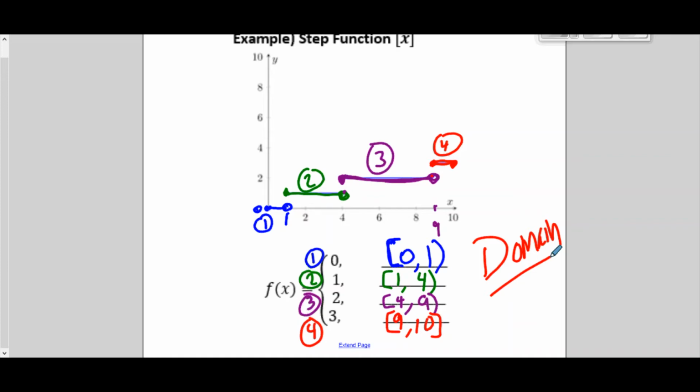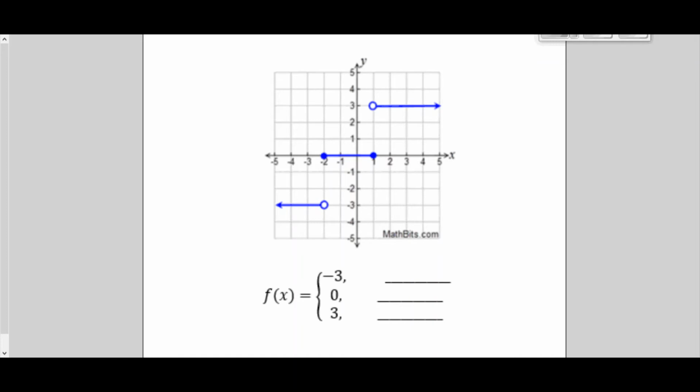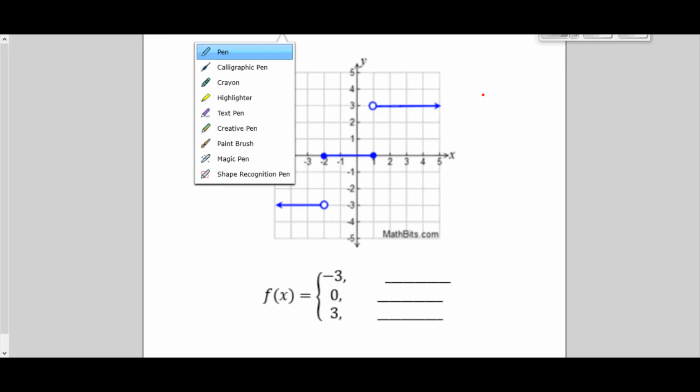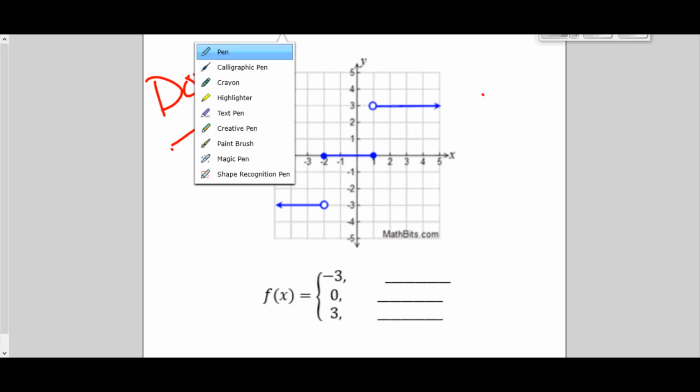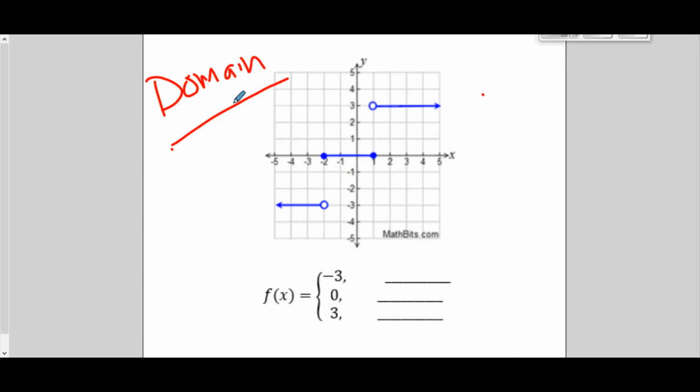Let's look at another example of the step function. For the second example, let's continue to look at domain. So I'm going to write domain just so that we recall that we're looking at domain, not range. So for the domain, I'm going to highlight each piece this time. So I have f of x equals -3. So this is like saying y equals -3. So that's this piece right here.